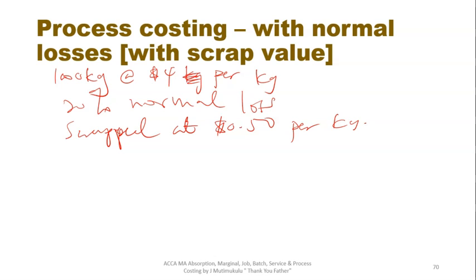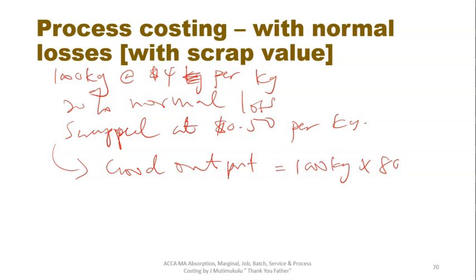In this case, what would be our good output? Obviously, good output would be 1000 kgs multiplied by 80%, because we have suffered the 20%, so we are going to have 800 kgs, 800 units as our output.